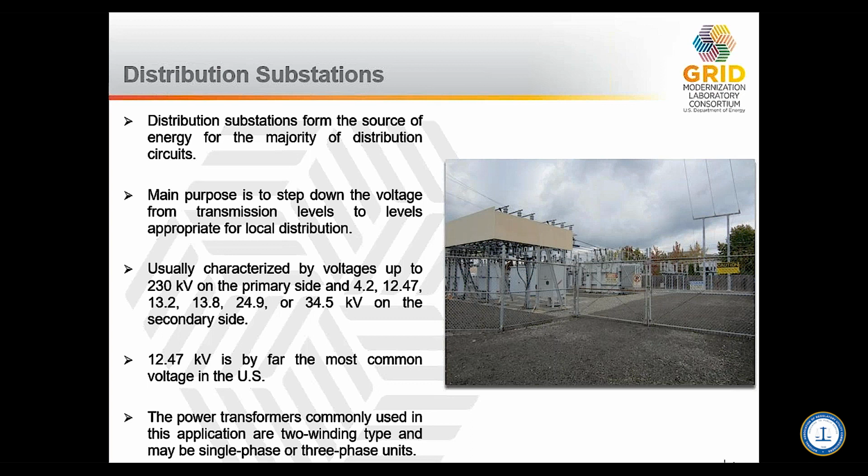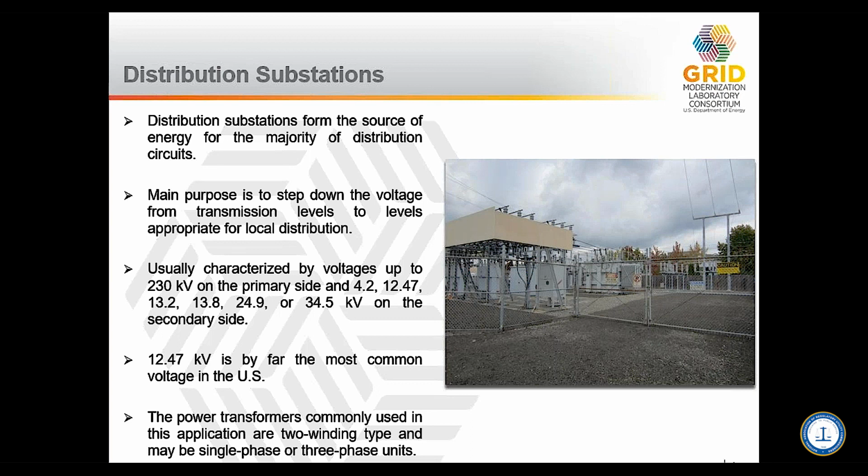For the distribution level, the main purpose is to step down the voltage from the transmission levels, which is typically 115 to 230,000 volts, down to the local distribution levels. These are commonly anywhere from 4.2 to 34.5 thousand volts on the secondary side, with 12.47 being the most common. That would probably be about 90% of the circuits in the US, but there are still a number of legacy lower 4.2 kV voltages, and then some utilities have used 13.2, 13.8, 24.9.